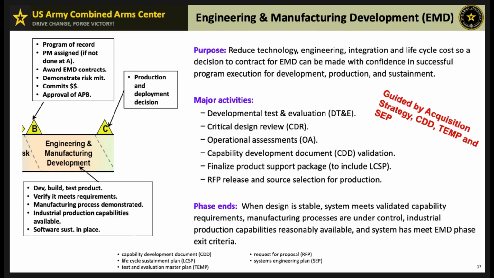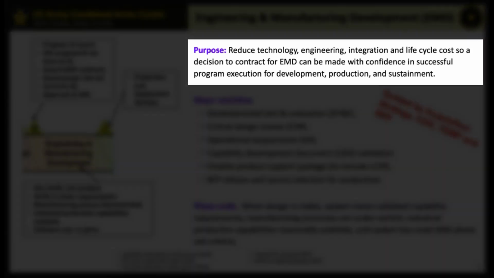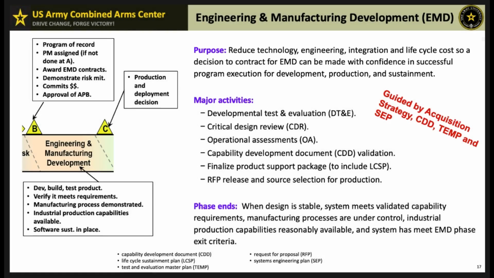In the engineering and manufacturing development phase, the primary goal is to reduce technology, engineering, integration, and lifecycle costs to ensure the program is ready for production and deployment. The purpose of this phase is to develop, build, and test the product to verify that it meets all required capabilities and is ready for mass production.